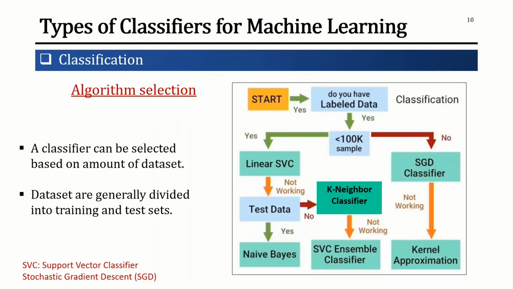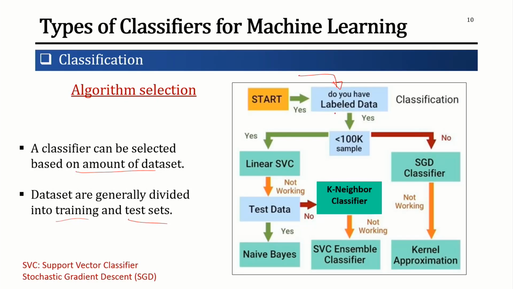So next we will take a look at some more specific information on algorithm selection. A classifier can be selected based on the amount of data sets. We have also discussed this in the earlier slide. Normally, data sets are generally divided into training and test sets. So we will talk about this further in a following slide on how we can prepare data sets for our machine learning problem. How we can select the algorithms follows a similar process as we discussed earlier. So we need to answer some appropriate questions.